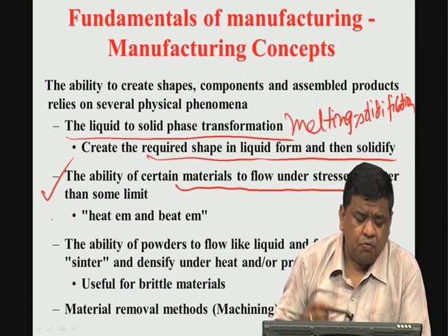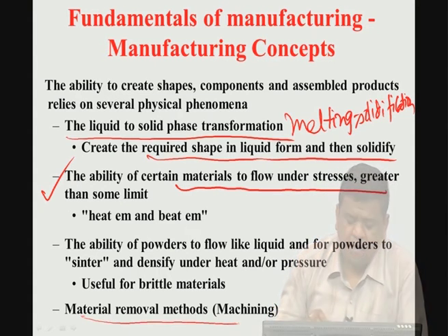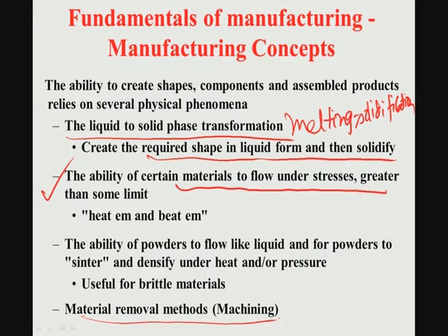And then the final one, which I will not be discussing to a greater extent, is called the machining process. There are two types of machining process: conventional machining process and non-conventional machining process. An example of the conventional machining process is drilling. You can do cutting and other things.